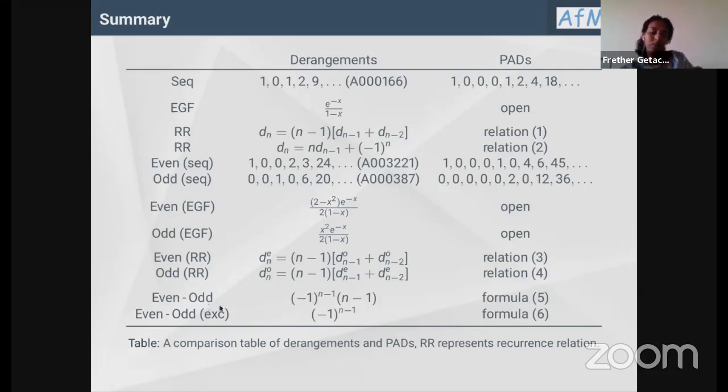And also, if you take the difference between the even and the odd derangements with excedance distribution, we have it over here. Also for the paths, we already found formula 5 and formula 6. So this is how we try to compare derangements and paths, but there are also some open problems that we didn't solve yet.